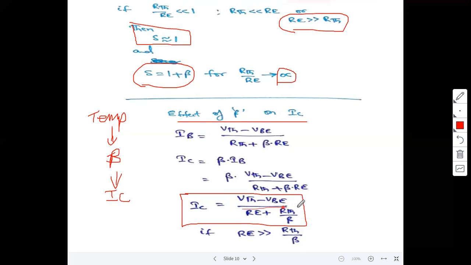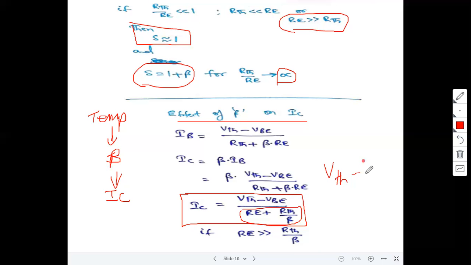Now we consider here Re very much greater than R Thevenin by beta. In this case, you may neglect R Thevenin by beta. If this condition, Re very much greater than R Thevenin by beta, is satisfied, what is the remaining expression here?